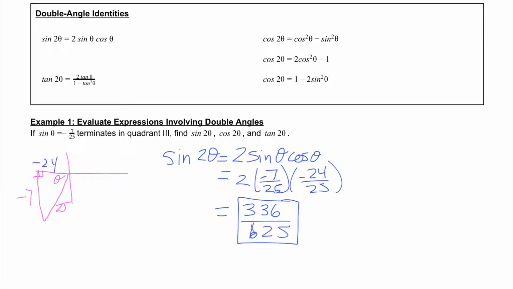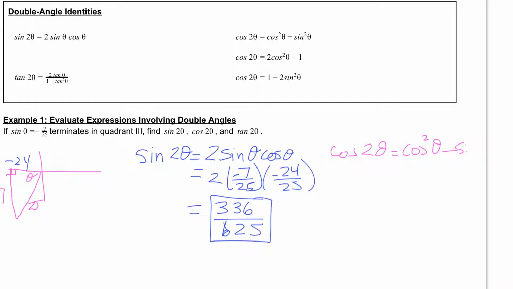So if I do cosine of 2 theta, I'm just going to do the very first one. Take the cosine squared minus the sine squared. Again, you don't have to. You could use these as well. If I do cosine squared theta minus sine squared theta, move this over just a little bit.